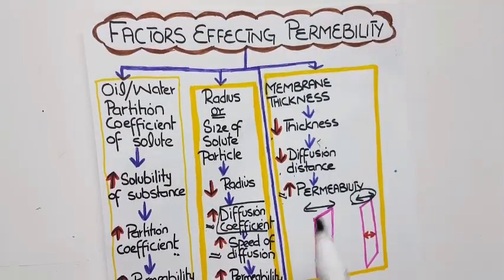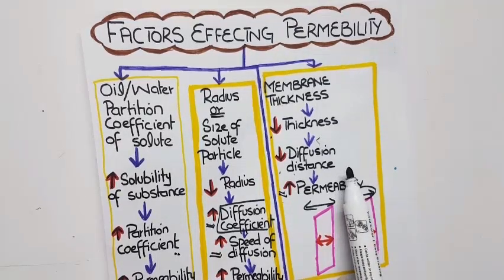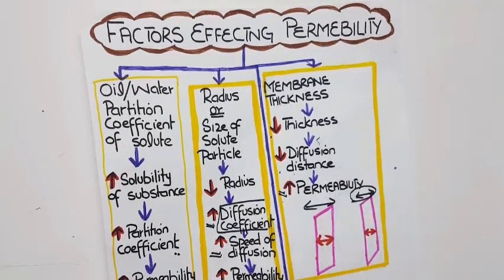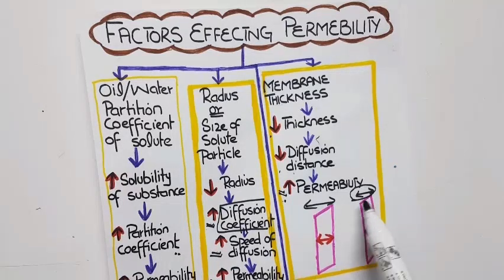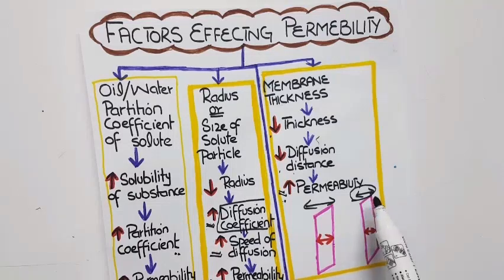Membrane thickness. The thinner the membrane, the less distance those solute particles will cover while passing through the membrane, and the greater will be permeability. This is membrane 1 and this is the thickness of membrane 2. It is thinner and this is thicker. So the solute particles diffusing through this thinner membrane will be covering less distance compared to this one.